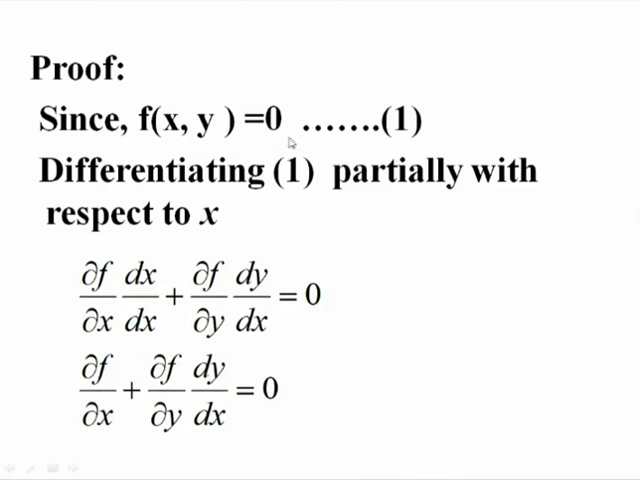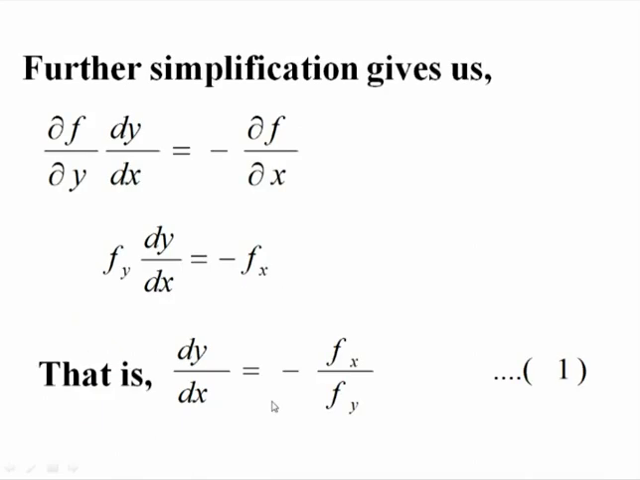Proof is simple enough. Since we have f of xy is equal to 0, differentiating partially with respect to x, we get del f by del x into dx by dx plus del f by del y into dy by dx is equal to 0. So del f by del x plus del f by del y into dy by dx is equal to 0. So fy into dy by dx is equal to minus fx. Therefore we get dy by dx equal to minus fx upon fy.